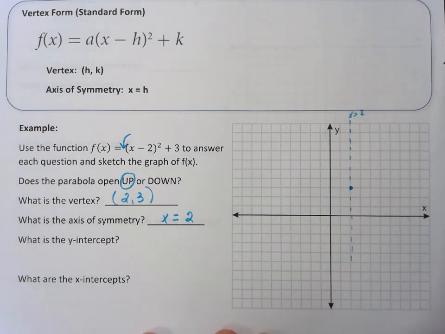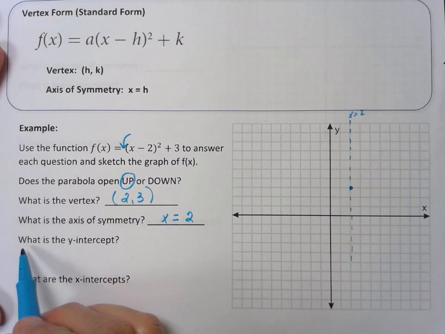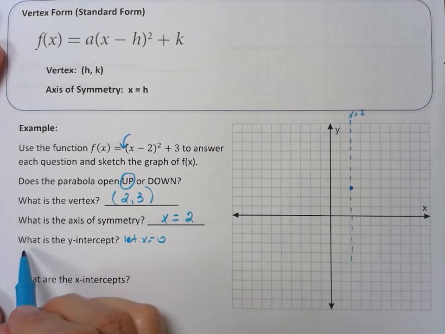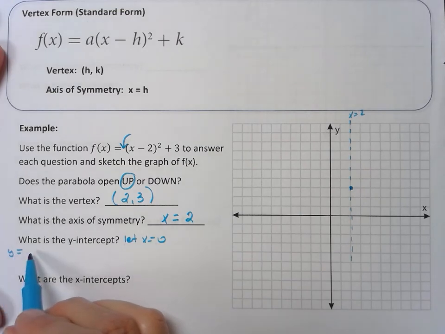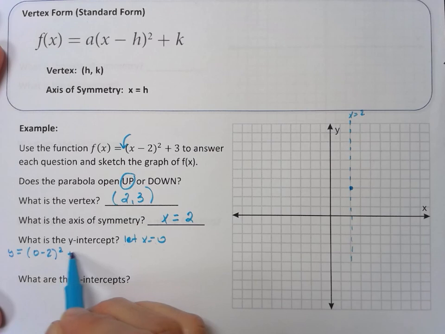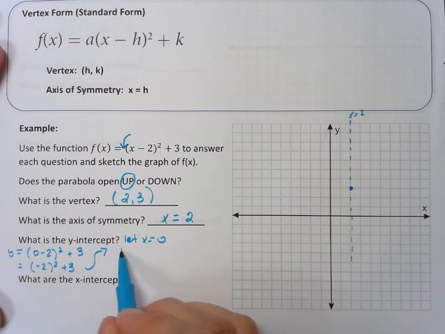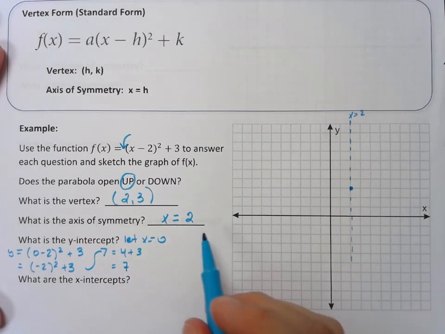So your axis of symmetry is this line here, x equals 2. For the y-intercept, remember, to find a y-intercept, you let x equal 0. So you would have y equals (0 minus 2) squared plus 3. That's negative 2 squared plus 3, or 4 plus 3, which is 7. So your y-intercept is the point (0, 7).